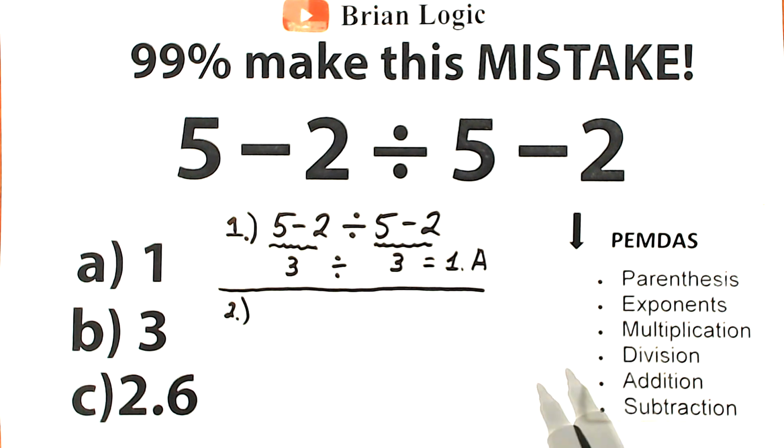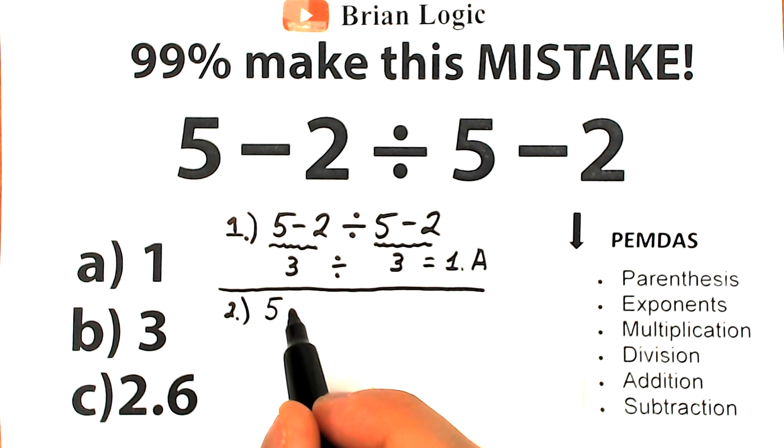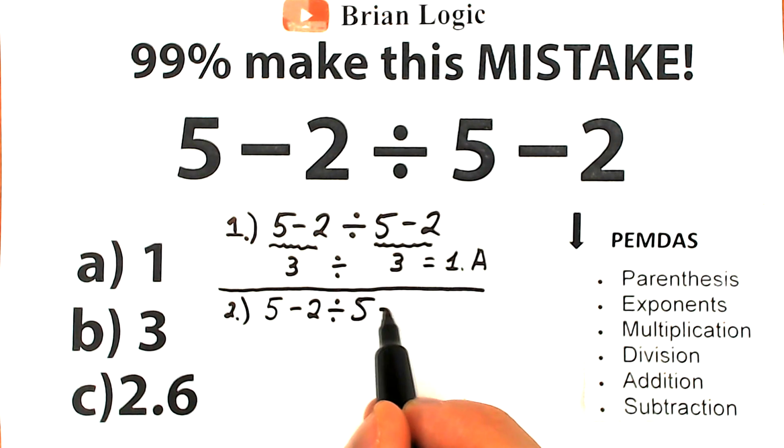So PEMDAS works from the top to the bottom. The highest priority has parentheses, the lowest priority addition and subtraction. So parentheses, then we should evaluate exponents, next we should evaluate the multiplication and division group, and the last step is the addition and subtraction group. So let's rewrite our challenge and let's solve this question according to the PEMDAS order of operation: 5 minus 2 divided by 5 minus 2.